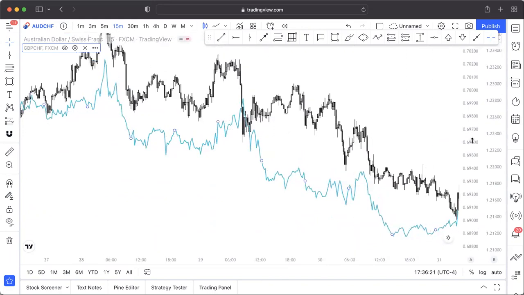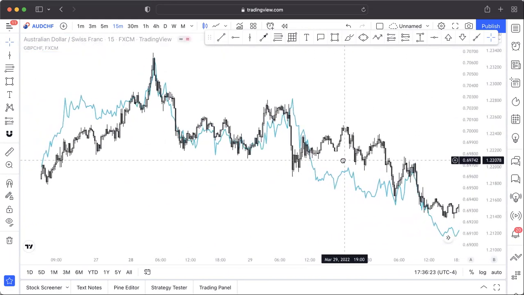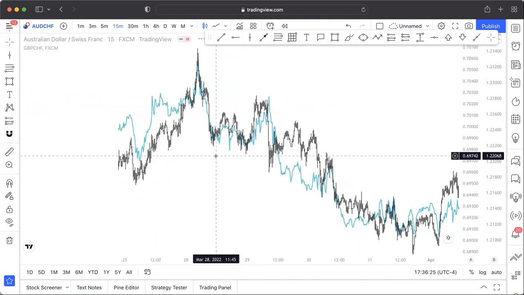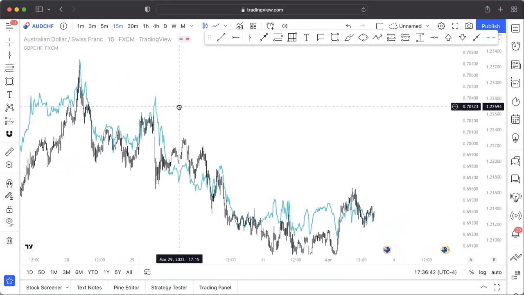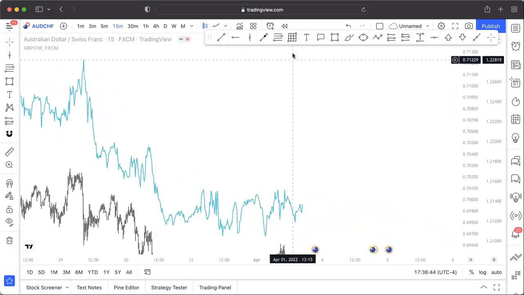So, obviously these two are positively correlated, right? You can see that when the Australian dollar CHF is moving to the upside, the other one would also be moving to the upside. So then obviously you have to use it a little bit differently. The way you would use it is a little bit different from the DXY.